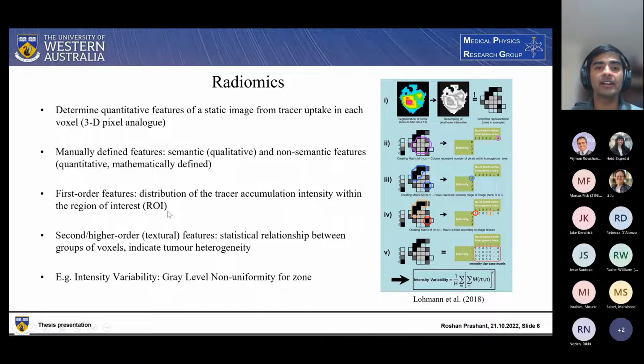The first-order features indicate the distribution of tracer accumulation intensity within any given region of interest, and this is usually the tumor volume of interest in the case of FET PET scans. Whereas second-order or higher order or textural features provide an insight into the statistical relationship that is present between groups of voxels, and this provides an insight into tumor heterogeneity or homogeneity. An example of the derivation of a textural feature is shown in this figure, where groups of voxels are being compared with one another, and a mathematical relationship is used to determine a radiomics feature, in this case, intensity variability. And in the context of FET PET analysis, this is analogous to gray level non-uniformity of zone.